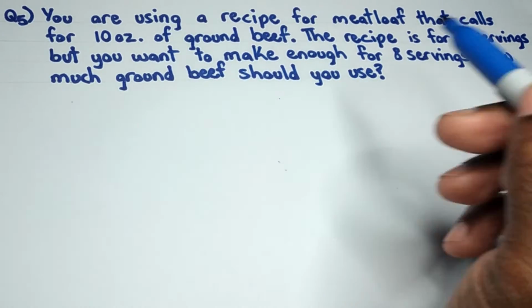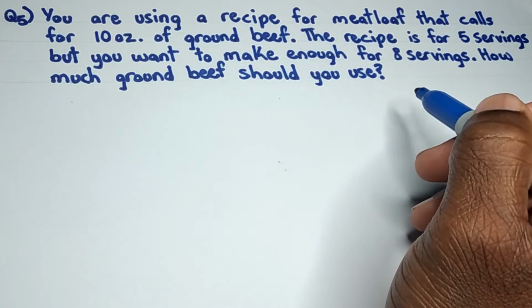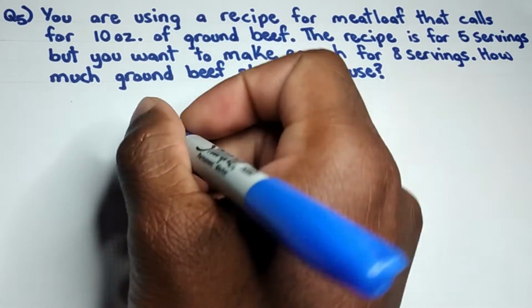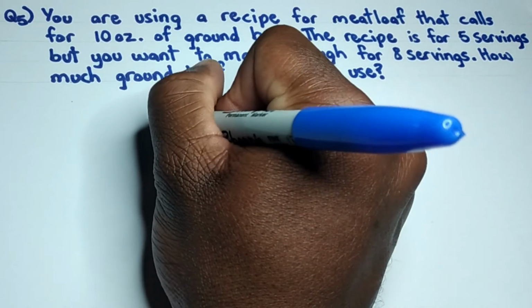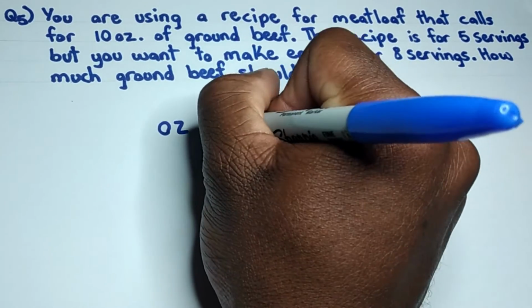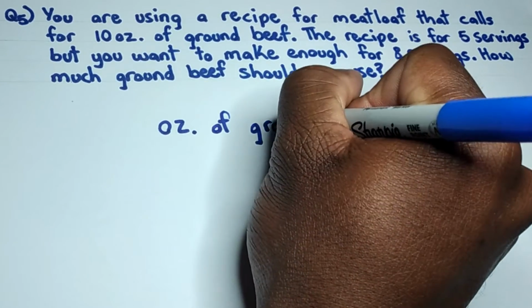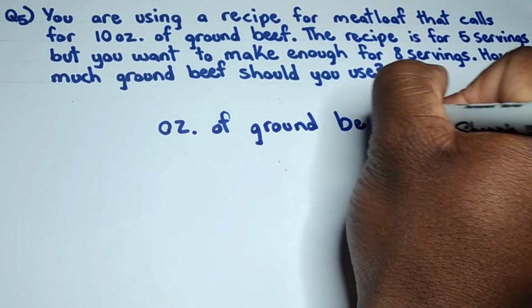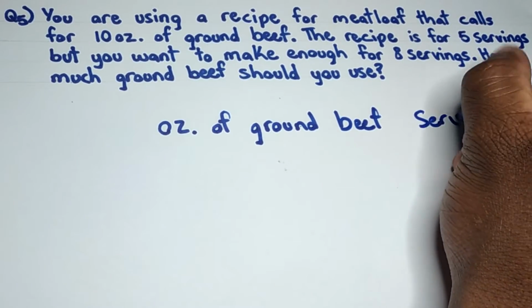As always, the first thing that we want to do is identify the two variables. Of course, the two variables would have been what? We're dealing with the ounces of ground beef, and the servings.